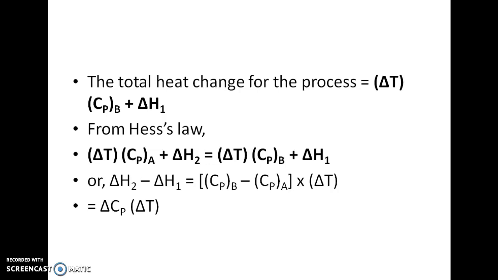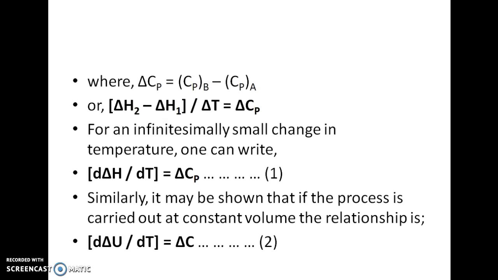From Hess's law, ΔT into Cp,A plus ΔH2 is equal to ΔT into Cp,B plus ΔH1. This can be written as ΔH2 minus ΔH1 equals (Cp,B minus Cp,A) into ΔT, which equals ΔCp into ΔT, where ΔCp is Cp,B minus Cp,A. So (ΔH2 minus ΔH1) divided by ΔT is equal to ΔCp.